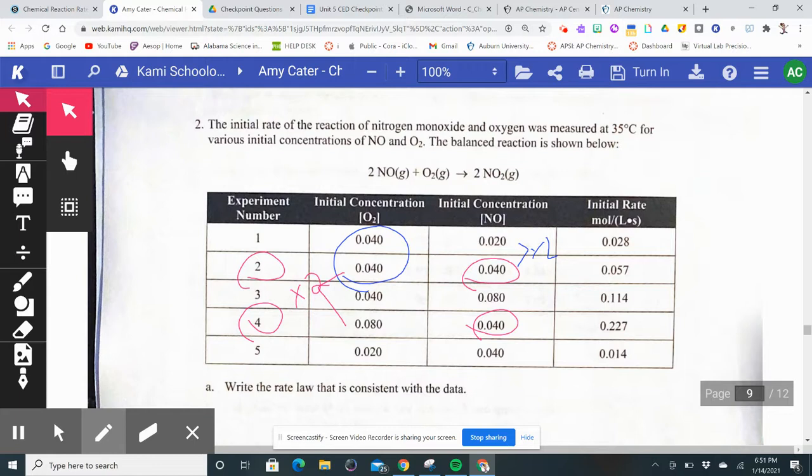No. Is that correct? Yes, that's correct.